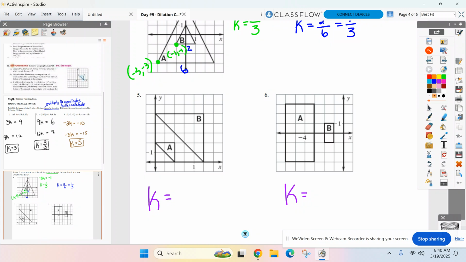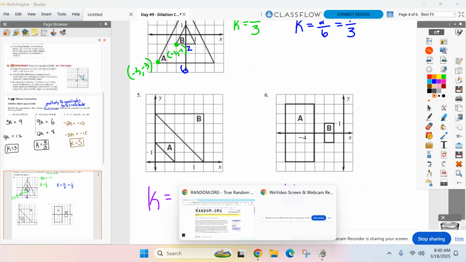Okay. Number 5, before I call on somebody, let's make sure our scale factor should be bigger than 1, right? It should be bigger than 1 because I'm getting further away from the origin and the diagram's getting bigger from A to B. So hopefully it is bigger than 1 here.